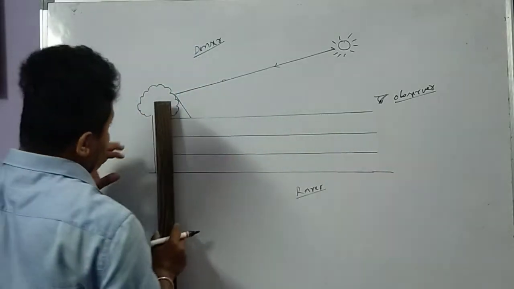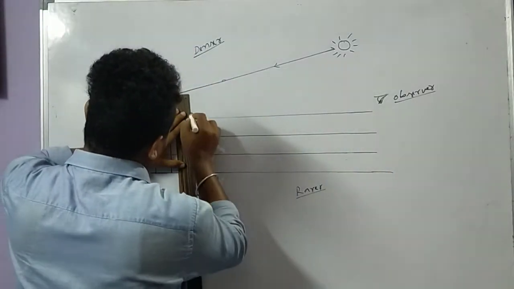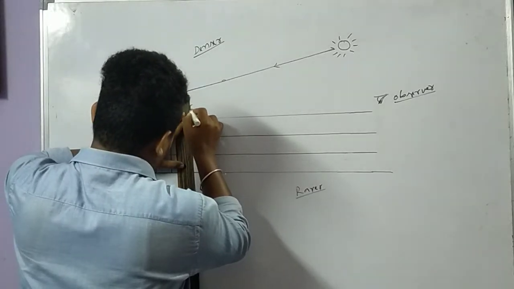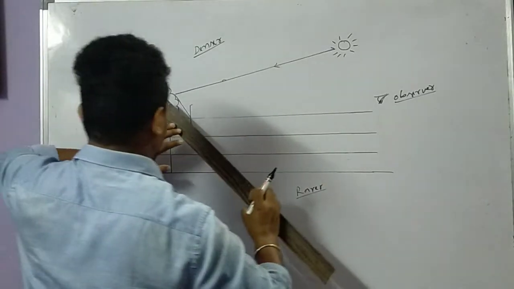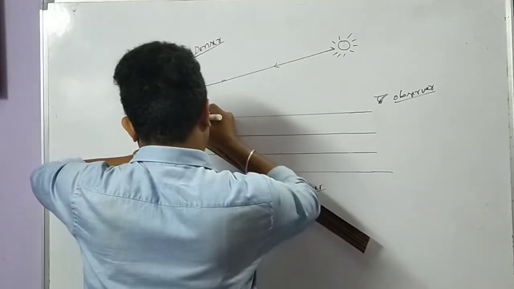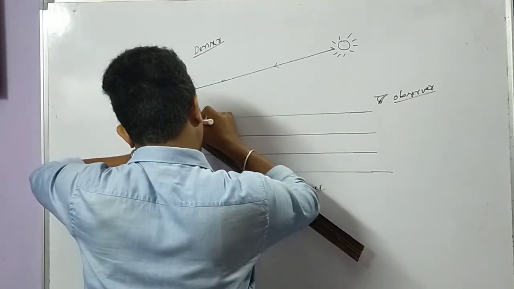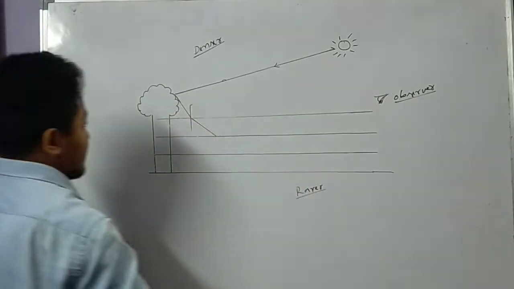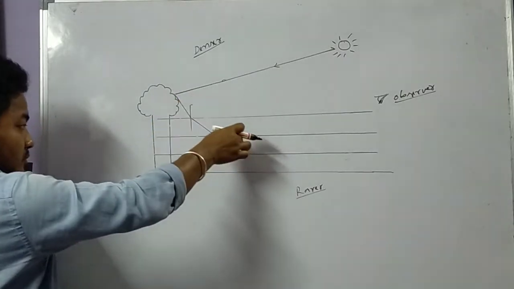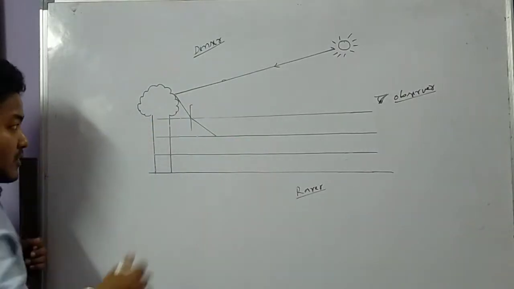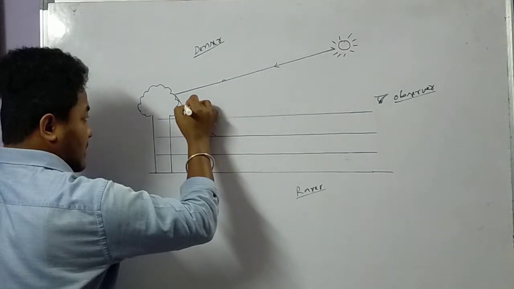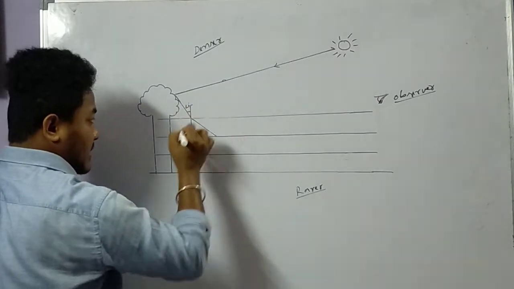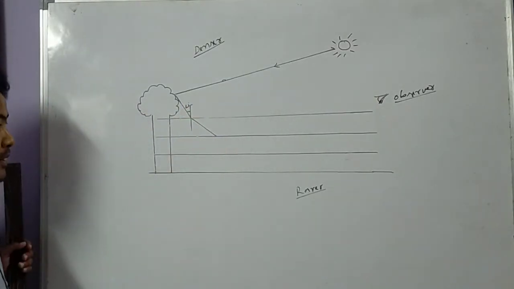Understand? So if I make the normal here, it will be easy to demonstrate these things. The refracted ray will go away from the normal like that. As you can see here, this ray is going away from the normal. So this is going to be what? Angle of incidence, and this is angle of refraction.